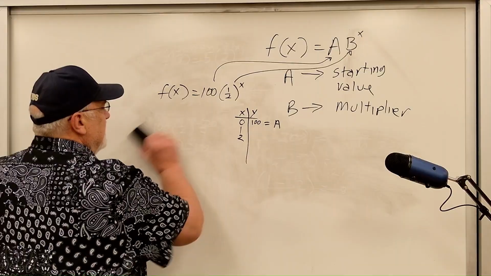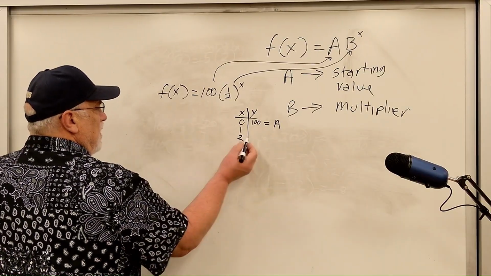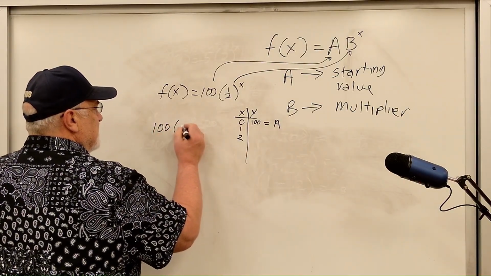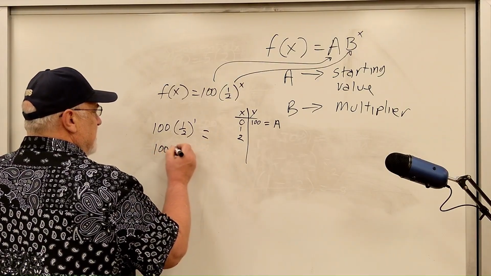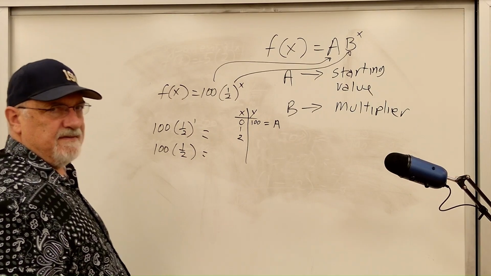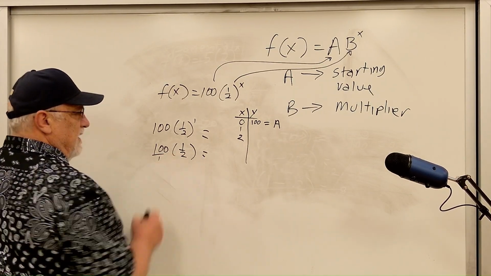Now let's make x equal 1. That's our next little deal here. So 100 times 1/2 to the first power equals 100 times 1/2. So what is 100 times 1/2? Well, there are a lot of different ways to look at it. You can think of 100 as being 100 over 1.